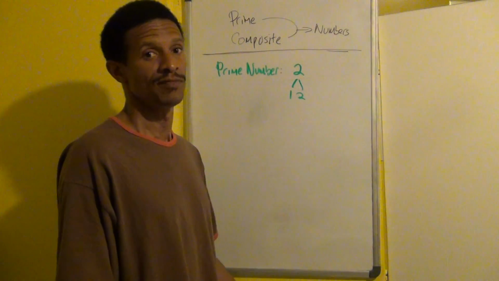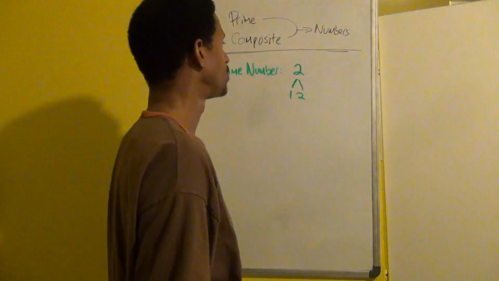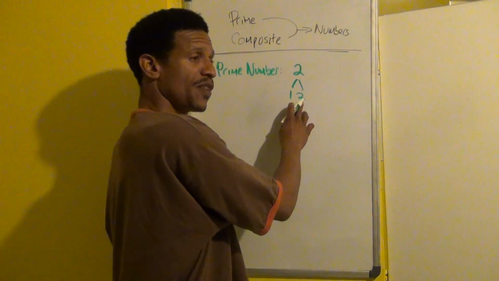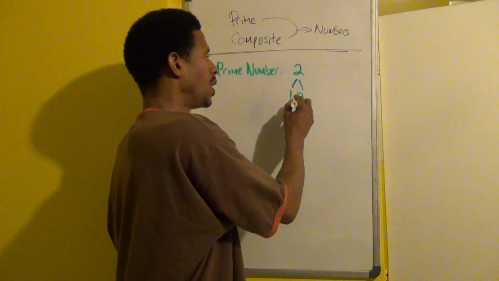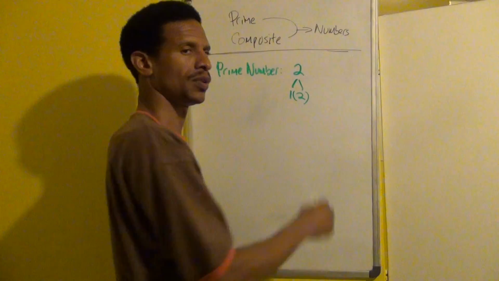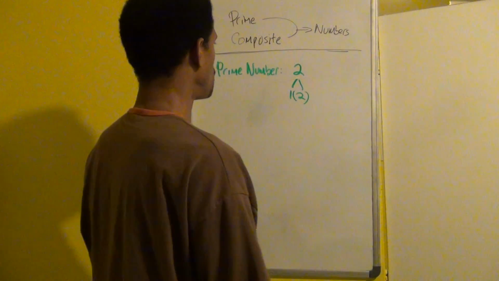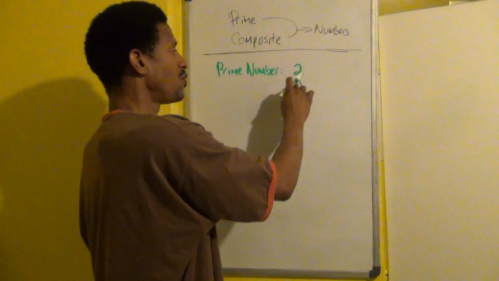Any? Didn't think so. So at that point we just stop. This is a prime number. Remember, it has two factors: the number itself and 1. See? 1 times 2, that situation. So that's a prime number. It is a number that has only two factors, the number itself and 1.